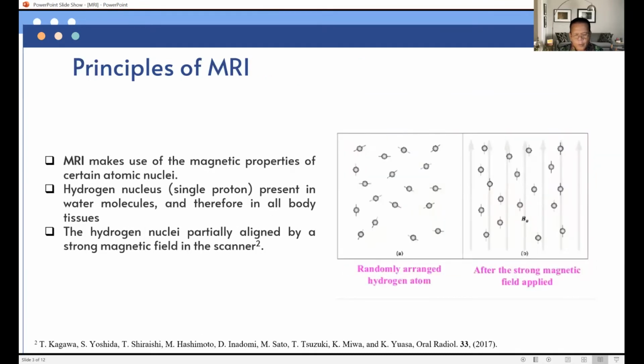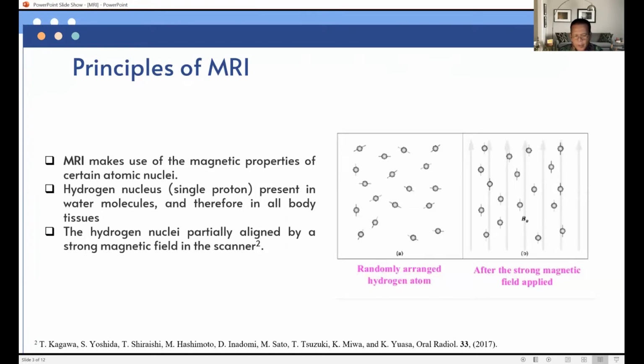Our body consists of 65% oxygen, 18.5% carbon, 9.5% hydrogen, 3.2% nitrogen, etc.